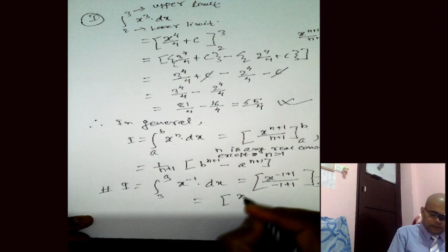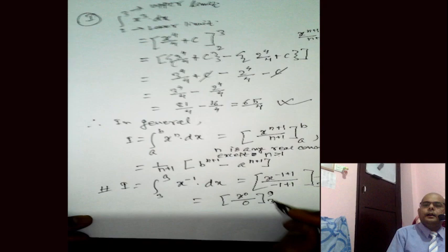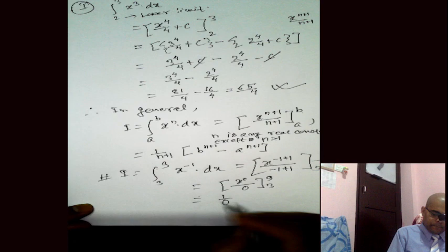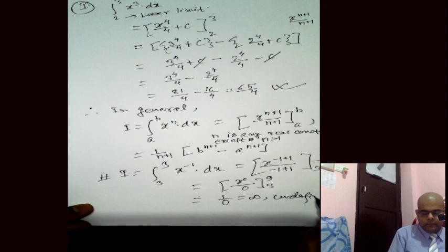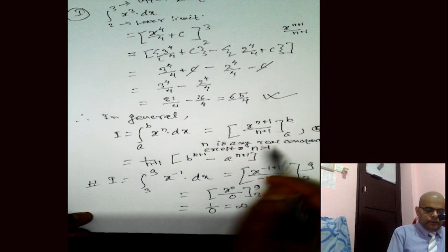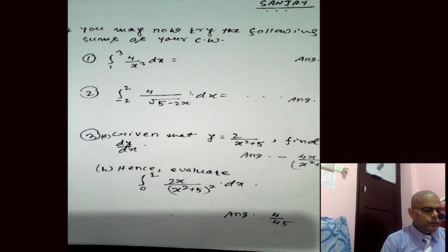3 to 9, and then it is 1 to the power 0, that means it is undefined. Alright, so make sure to understand that n can be any number, but it cannot be minus 1. Okay guys, you may now pause here and try these sums as your classwork.